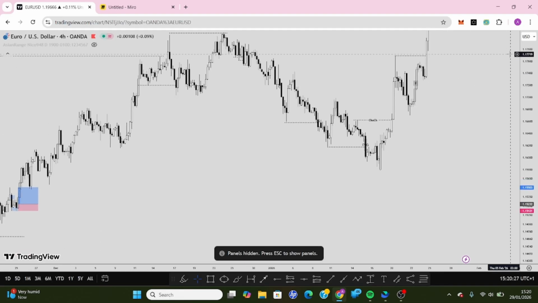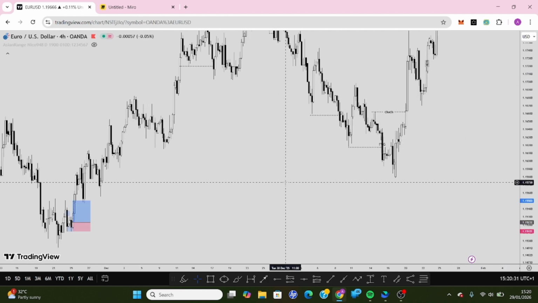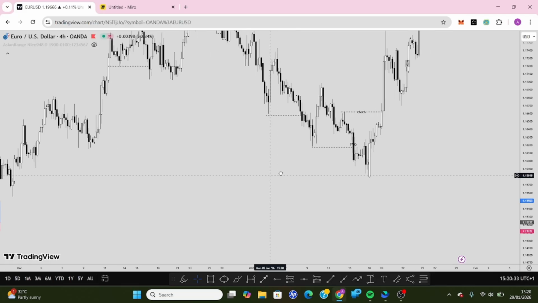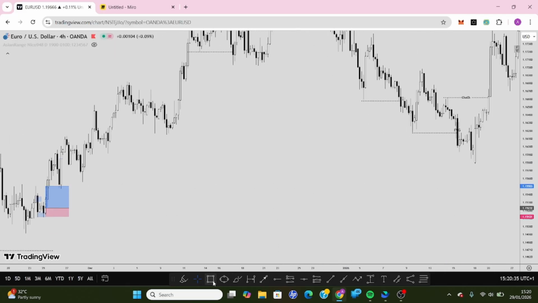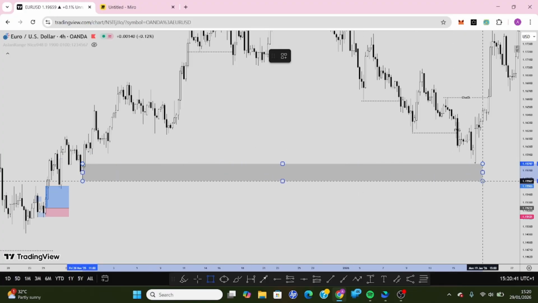So this is a EUR/USD chart, for example, right? So in this place, here is our demand zone. This is our demand zone right here. We'll mark the last candle, the last bullish candle, right?